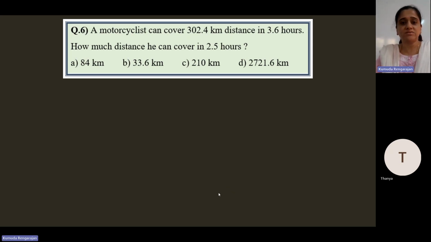A motorcyclist can cover 302.4 kilometers distance in 3.6 hours. How much distance can he cover in 2.5 hours?